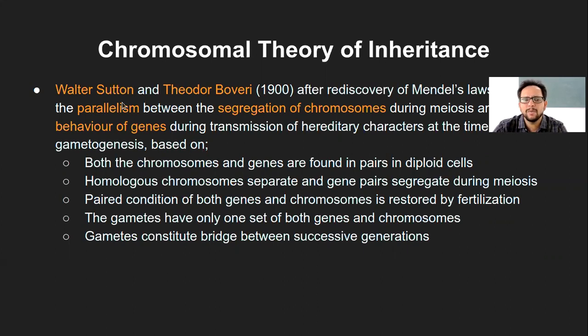There were these two gentlemen, Walter Sutton and Theodore Boveri, around 1900. Again, that was after the period of Mendel finished his study, and he was dead also in 1886. After that, they described the parallelism between the segregation of chromosomes. The meaning of this word parallelism refers to there being some similarity between the segregation of chromosomes during meiosis and the behavior of genes during the transmission of a hereditary character, and this specifically refers to the gametogenesis process.